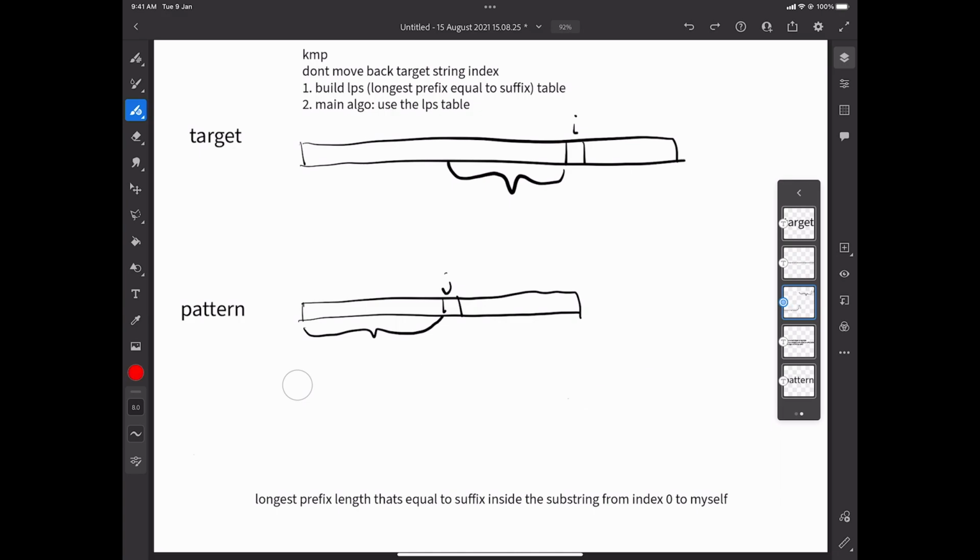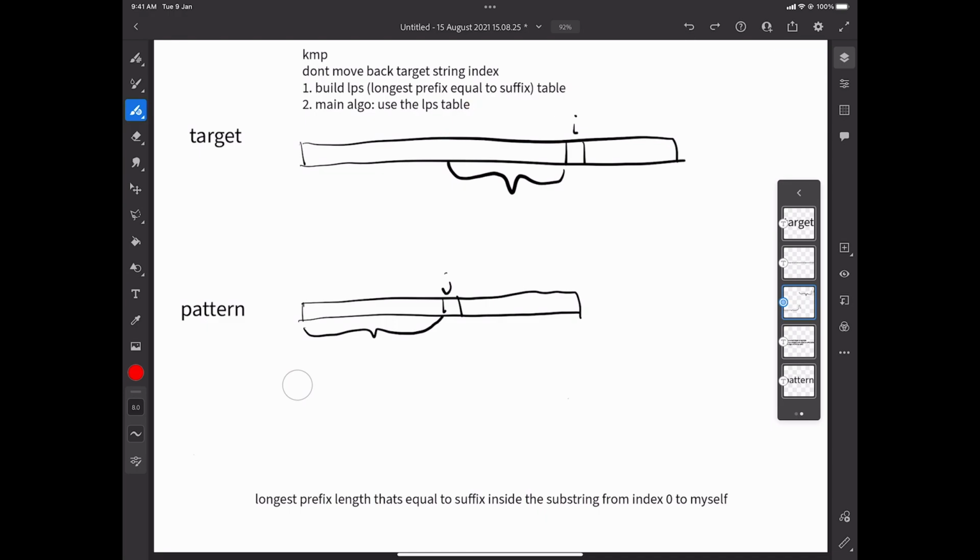So now let's look at the main algorithm. We are currently at index i in the target and index j in the pattern. The assumption being we have already matched the pattern prior to j, so this matches this. Now the trivial case is when the character at i matches j. So that's trivial, so we won't talk about that. We will talk about what happens when they don't match. And the magic of KMP is that you do not need to move back i. So now we'll see why.